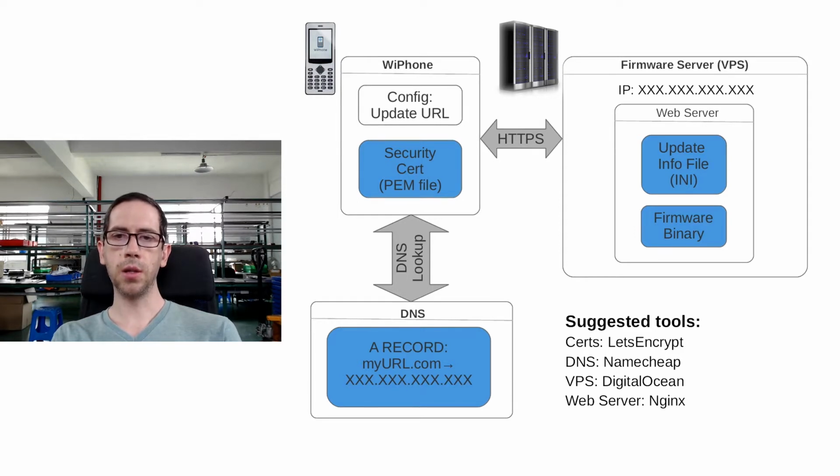When I do this, for the certs, I might use Let's Encrypt. For DNS, I might use something like Namecheap. For the server, I'll probably use a VPS, and DigitalOcean might provide that. And then the web server might be something like nginx or Apache.